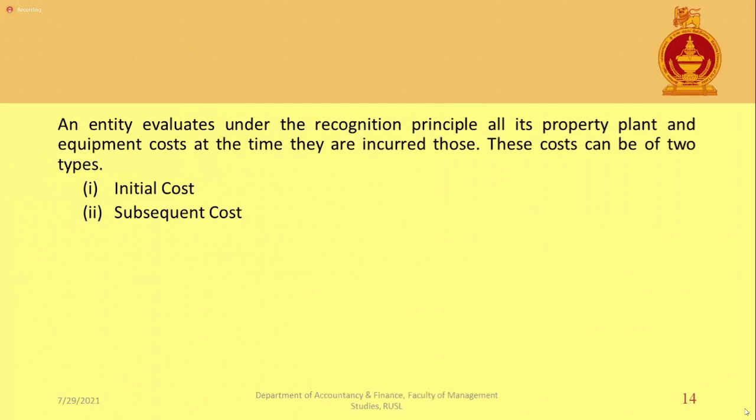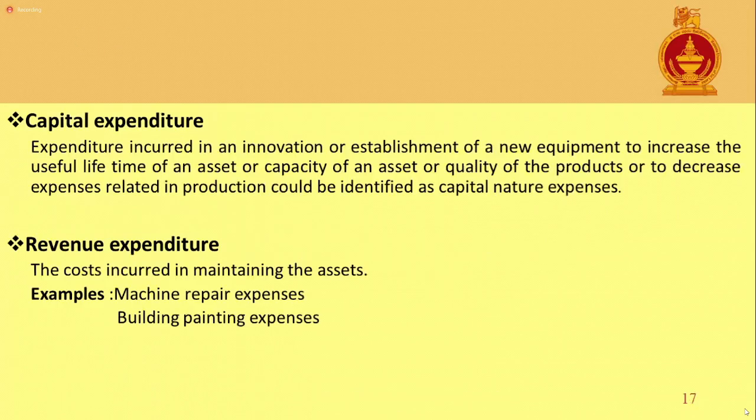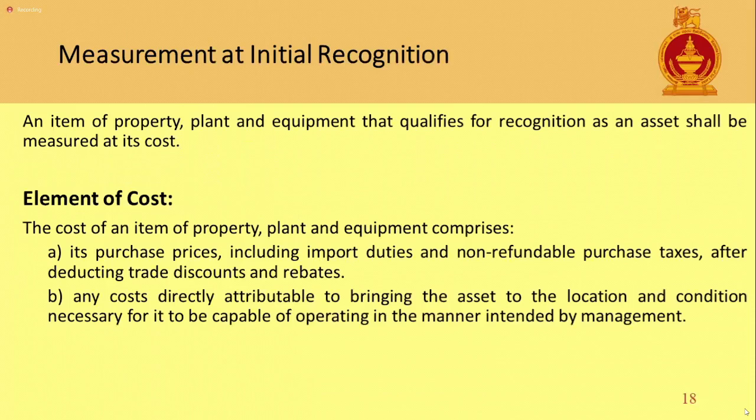Then we discussed initial cost and subsequent cost. Initial cost we capitalize, but subsequent cost we cannot always capitalize, so we cannot simply record it under the revenue cost. We have to identify whether those are in certain conditions. After considering that, we can categorize them as either capital or revenue cost. Then we discussed the elements of cost.